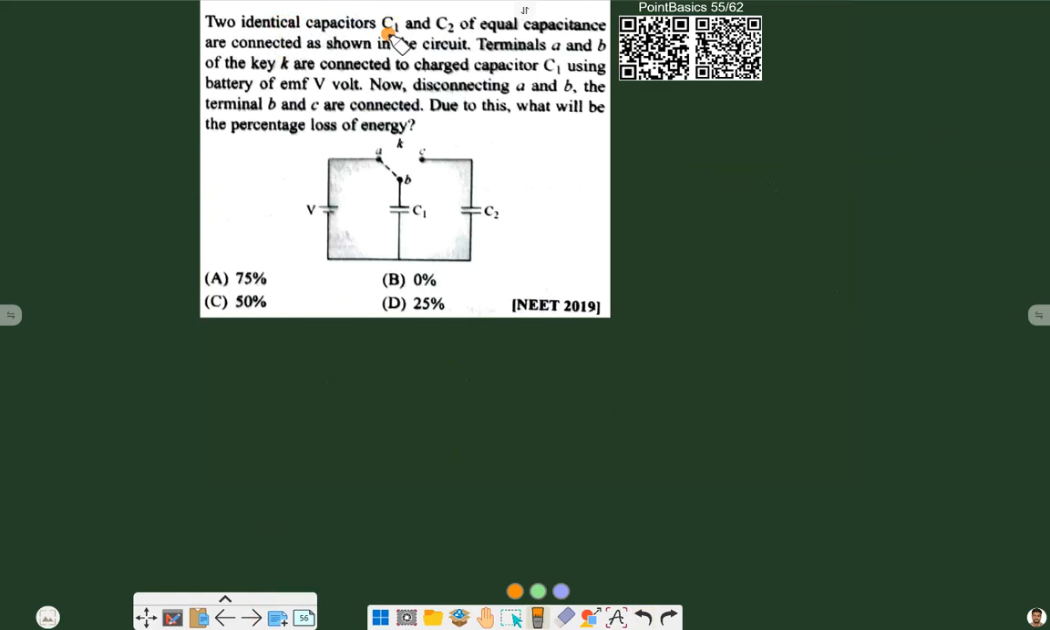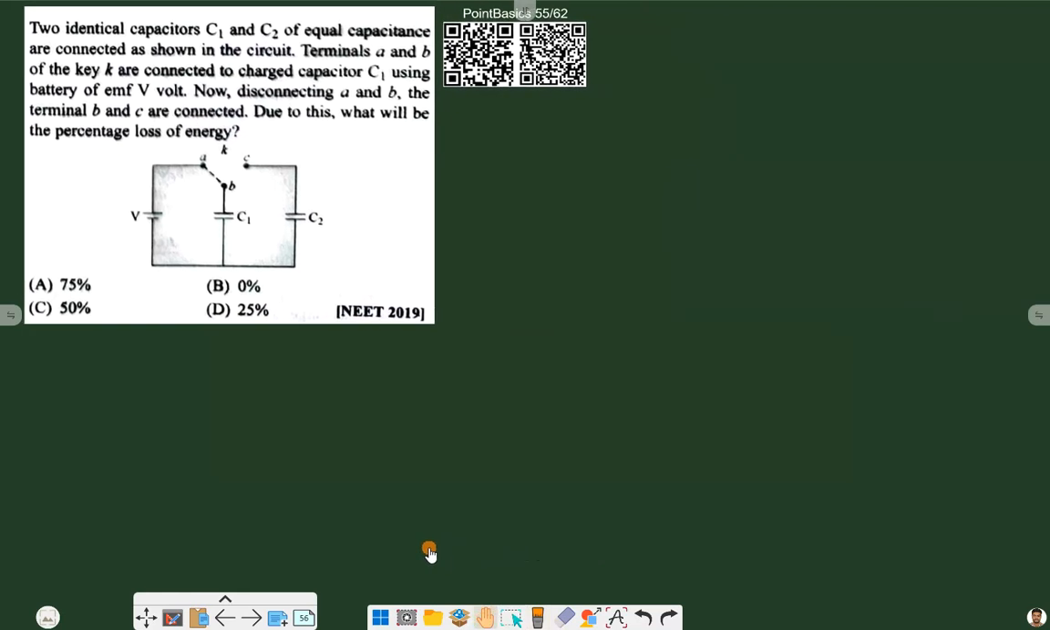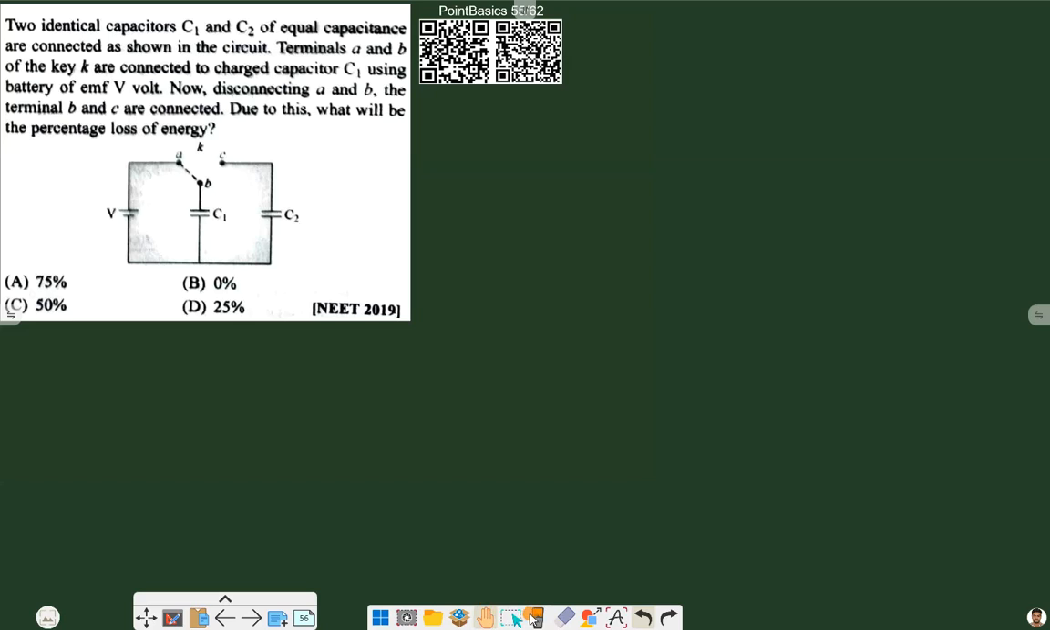So two identical capacitors, both capacitors are identical, of equal capacitance are connected as shown in the circuit. Terminals A and B are connected to charge the capacitor C1 using the battery of EMF V volt. Now disconnected A and B, the terminal B and C are connected. Due to this, what will be the percentage loss of energy? Now, as per statement that C1 and C2 are equal, so let us assume that their value is equal to C. So this is C and this is also C, and we have to find out the percentage loss of energy.